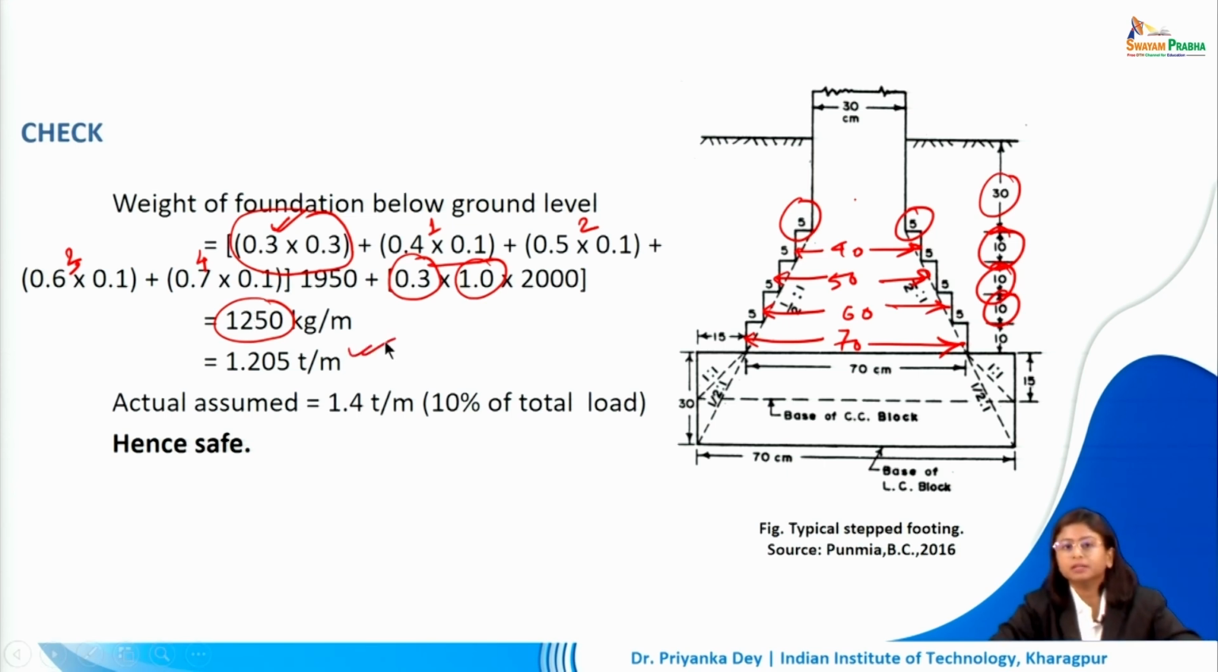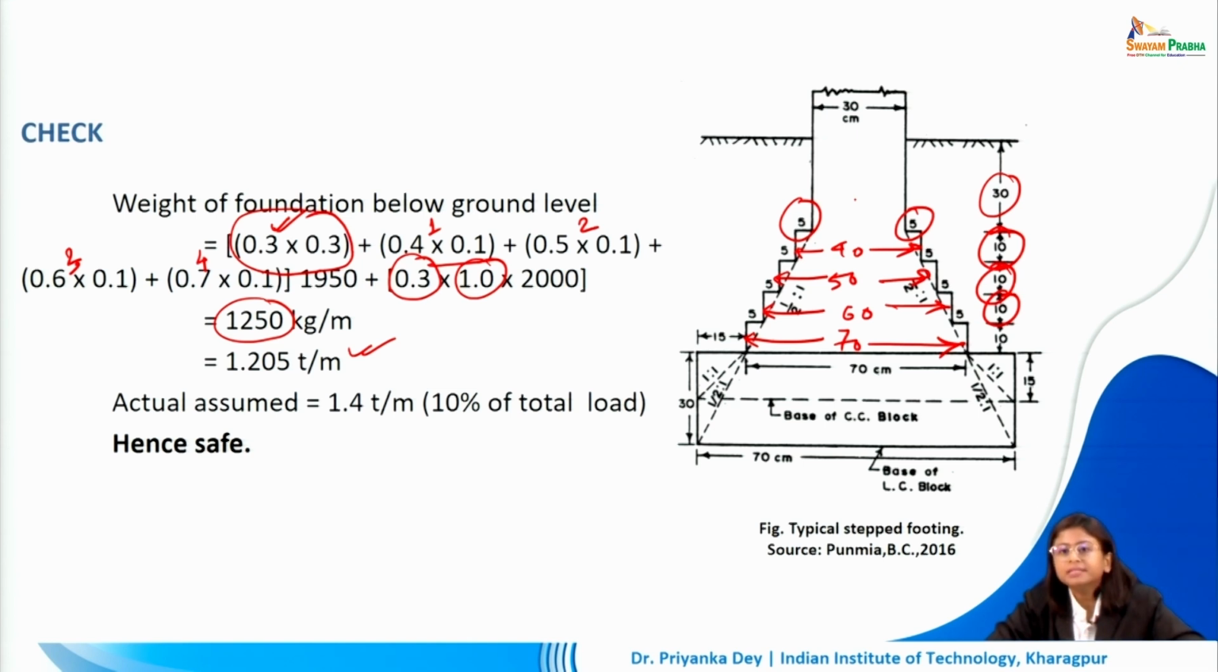1.205 ton per meter. Now if you remember, we had started with an assumption that 10% of our superimposed weight was going to be counted as the unit weight of the foundation, and that was approximately 1.405. So 1.4 ton per meter was used in our calculation in the beginning of the exercise. So now that we know that the unit weight is coming up to 1.2, which is lesser than 1.4, so we've made an overestimation, over assumption in the beginning of the exercise.